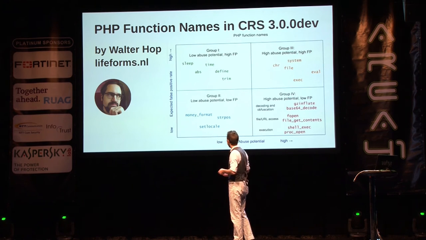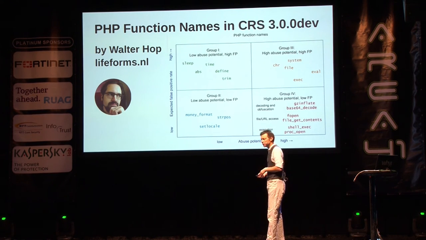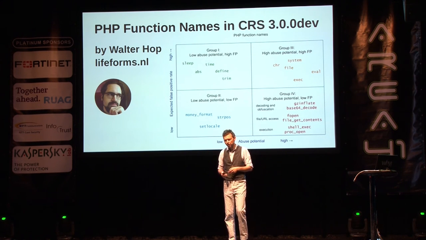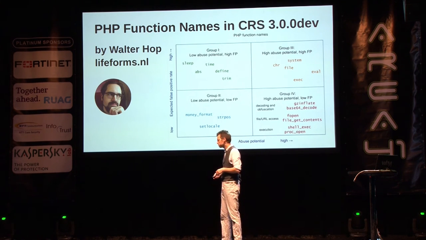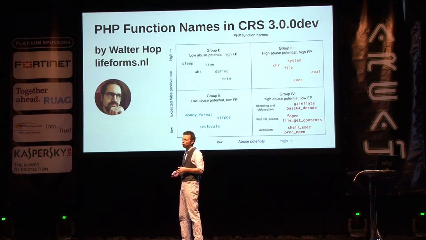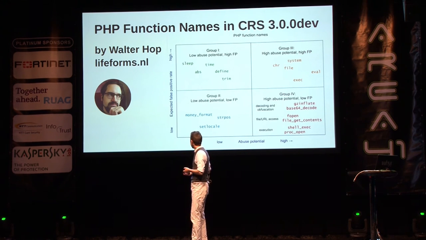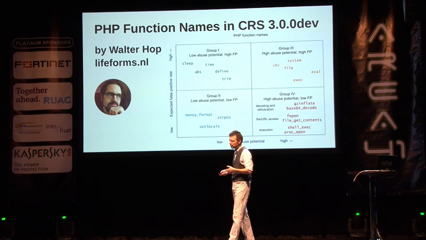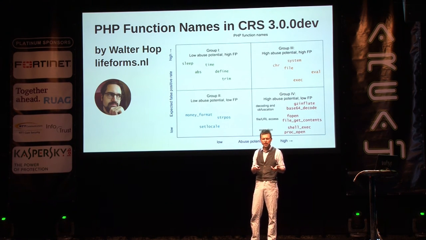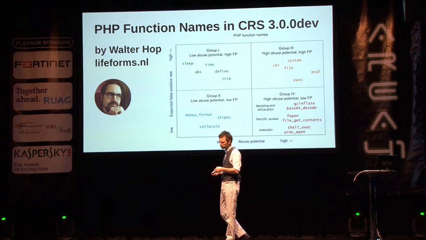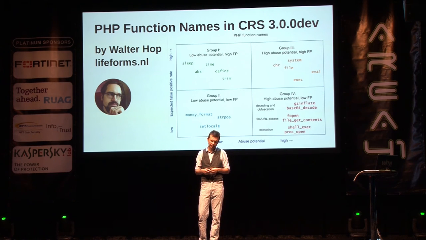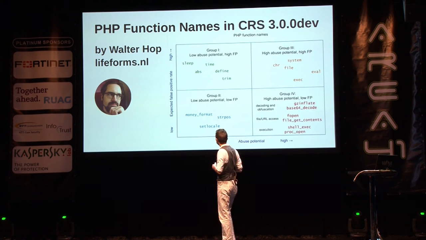There are innocent examples in the top left group. That's sleep, that's time. This is usually not used in an exploit. So even if we're seeing that, it's not really dangerous. Of similar low dangerousness is setlocale or money_format. This is used in PHP. It's not used in the English language, but even if it appears in a string, it's unlikely to be an attack. The two groups on the right, they are harder.